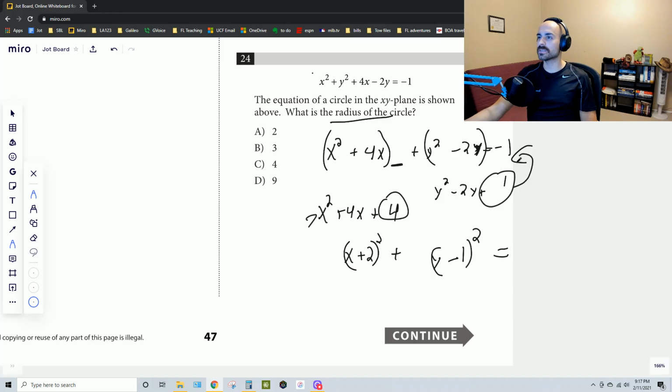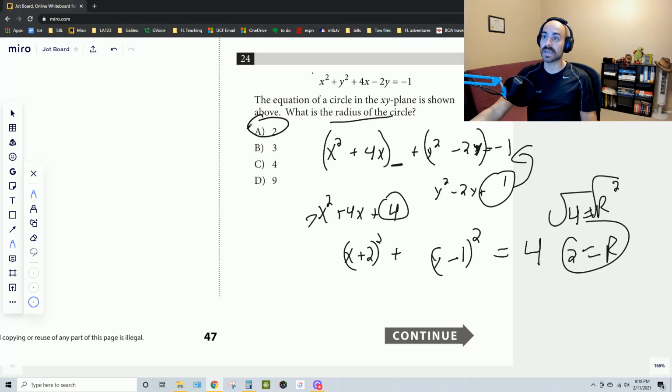So now what we see is -1 plus 5, which gives us 4. Now 4 is what equals r squared, and we want to know what r is. So r would end up being 2 because we just square root both sides, and that gives us 2. I recommend practicing this problem a few times.